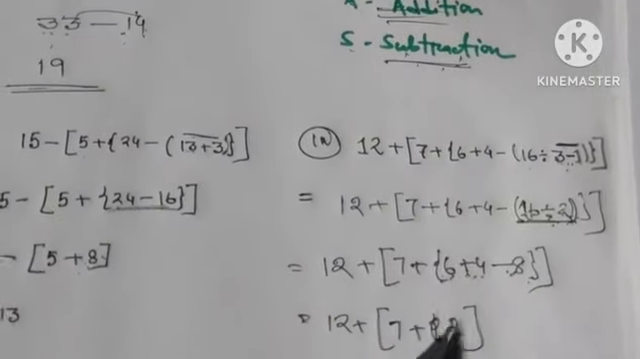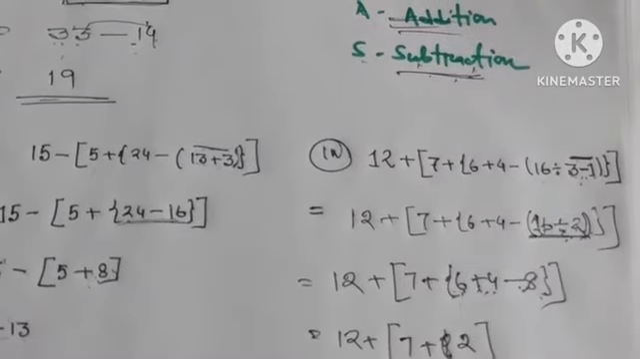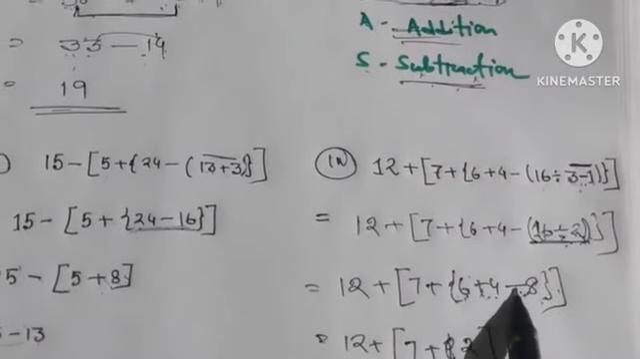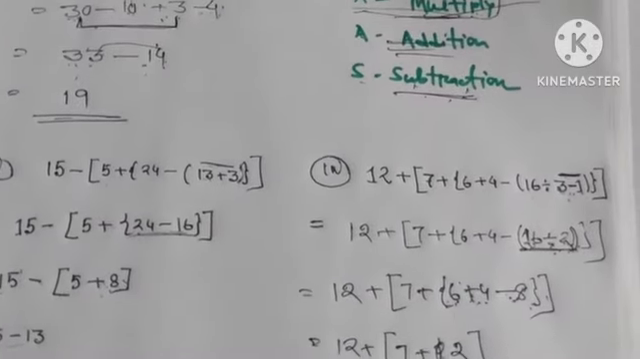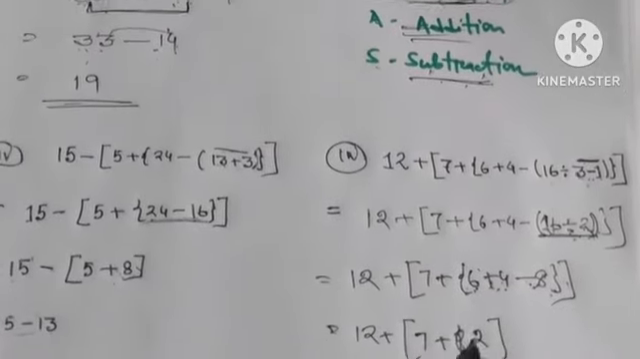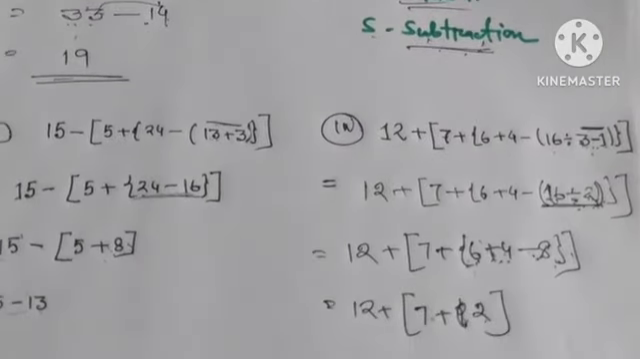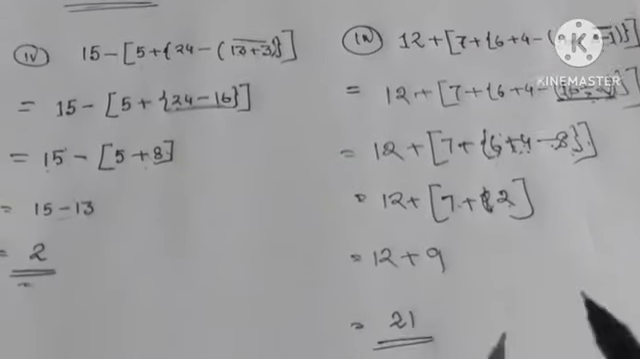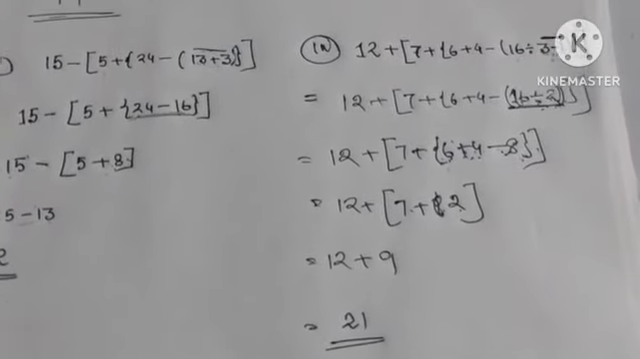Okay. In these steps, is there any doubt? To remove the curly brackets, I already said that in the curly bracket there are two operations. One is plus and one is minus. And according to the BODMAS rule, first we have to add, then subtract. Here 6 plus 4 is 10. 10 minus 8 is equal to 2. Then what happens? 12 plus 7 plus 2, that means 9. 7 plus 2 is equal to 9. So 12 plus 9 is equal to 21. Our answer is 21. Okay, I hope you all understood the BODMAS rules.